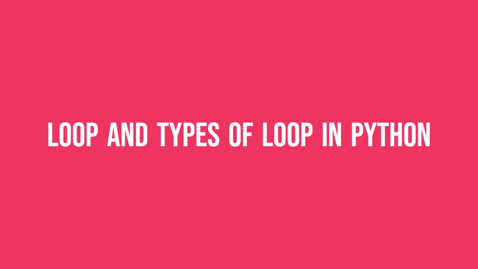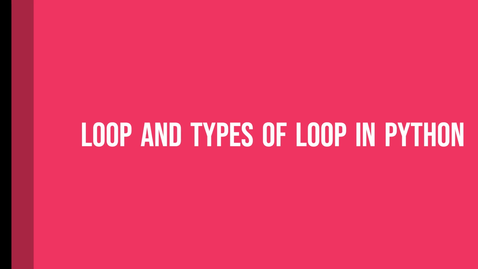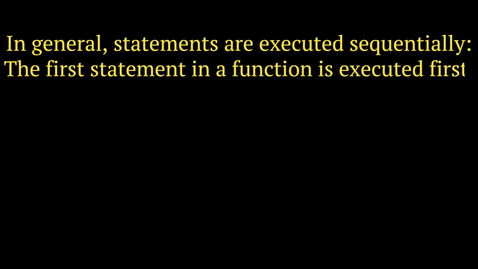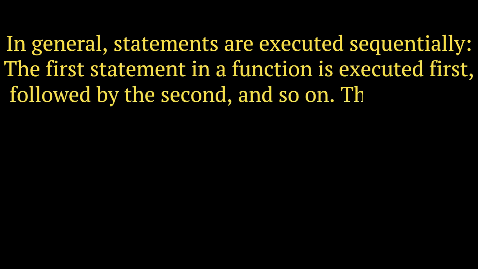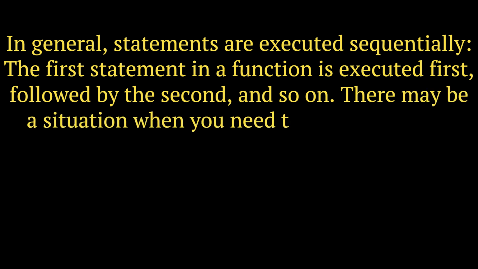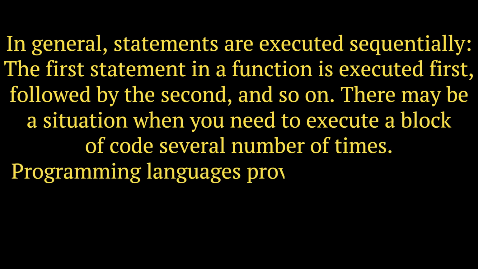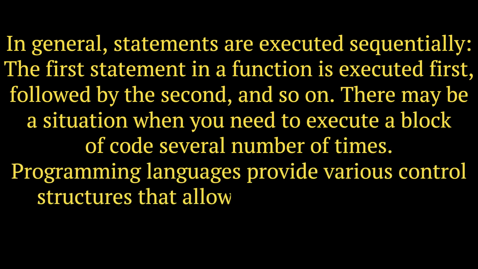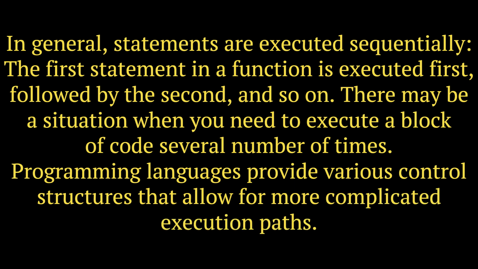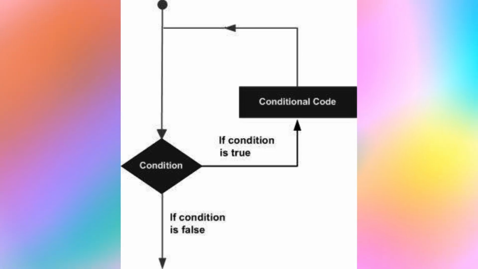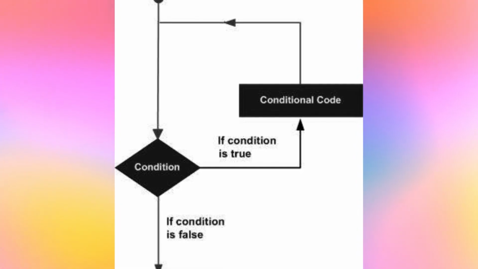Now let's discuss loops and types of loops in Python. In general, statements are executed sequentially. The first statement in a function is executed first, followed by the second, and so on. There may be a situation when you need to execute a block of code several number of times. Programming languages provide various control structures that allow for more complicated execution paths. A loop statement allows us to execute a statement or group of statements multiple times. The following diagram illustrates a loop statement.